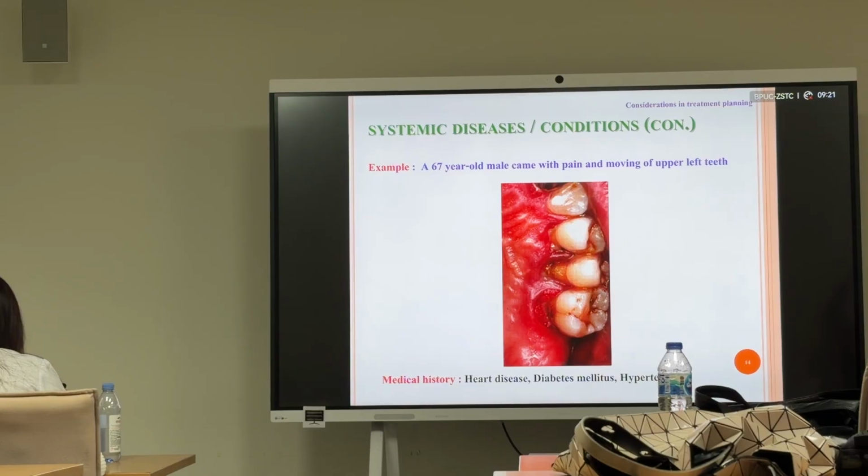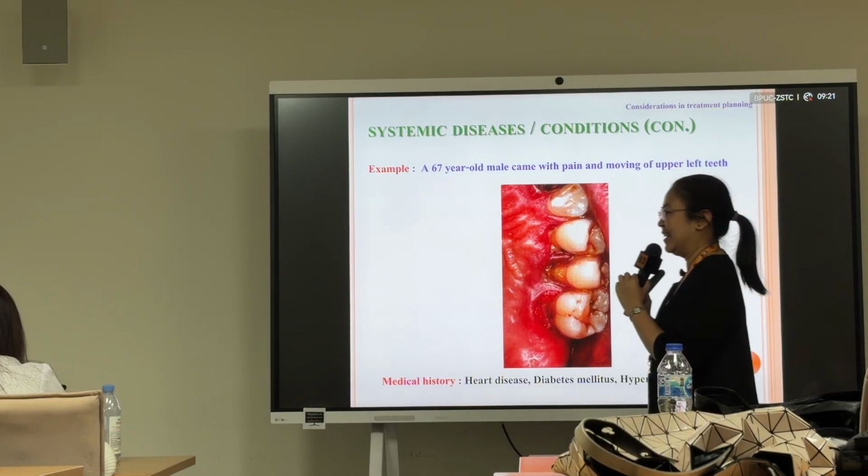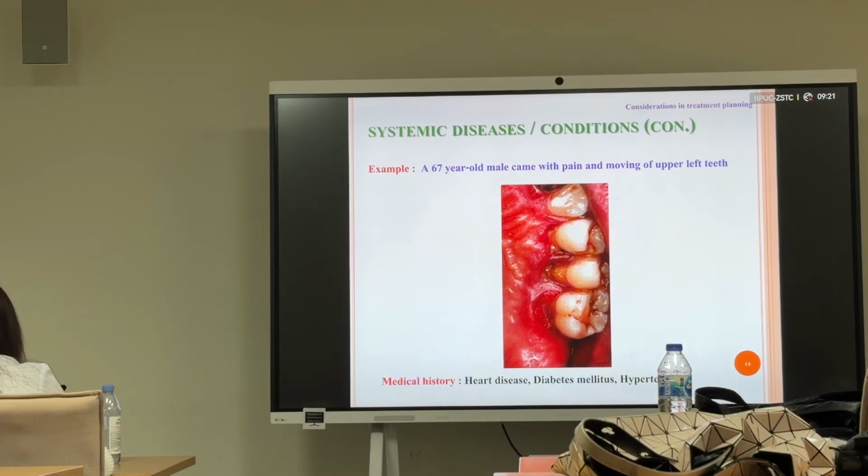67-year-old male came with pain and mobility of the upper left teeth, and when you examine, most of the teeth have severe periodontitis, mobility, and so on. But the patient's complications are heart disease, diabetes, and hypertension. So, can you imagine that we can manage this patient to a complete or healthy dental condition or not? Have an idea? Is it possible to do a perfect dental treatment plan in this case?